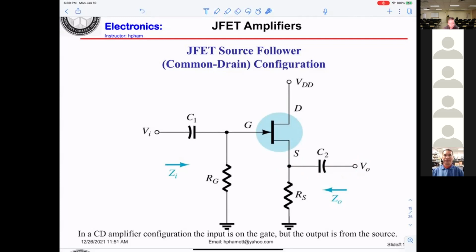Okay, is that from the AC point of view, right? That we're talking about AC. Right, okay. Because the capacitor passes AC, not DC. Exactly. That's just DC blocking. Right. Okay, and now in order to recognize a common drain, input is applied to the gate. However, output will be coming out from the source. Okay.